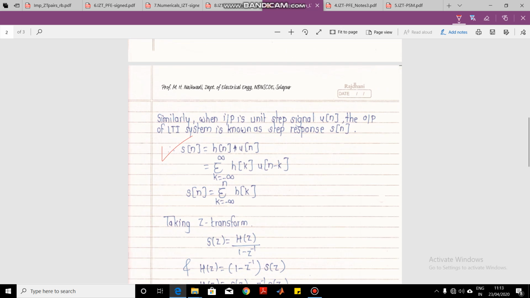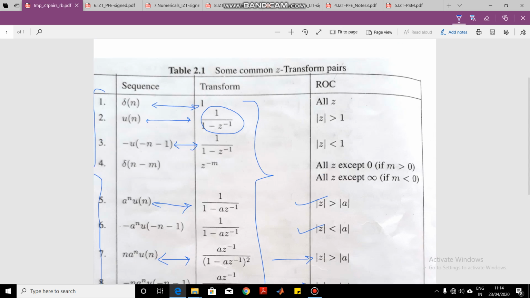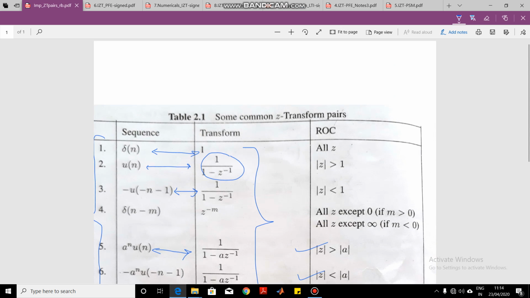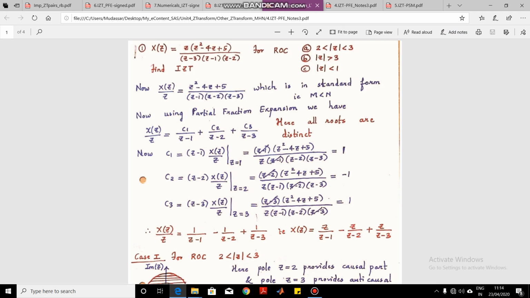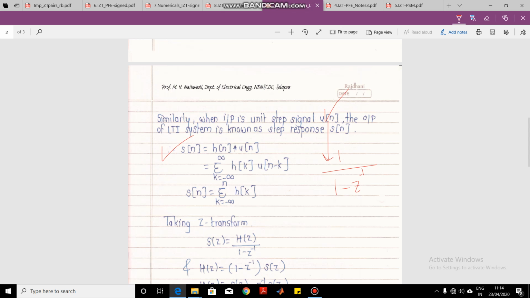Now, what is a step response? Step response is the response of an LTI system for a step signal input. This is your step signal input u of n. What is the Z transform of u of n? The Z transform of u of n is 1 upon 1 minus z raised to minus 1. This is a standard pair. So this is how we write the step response.